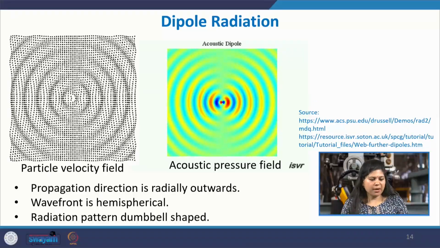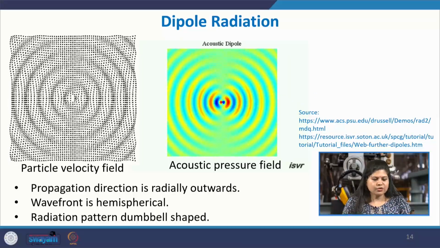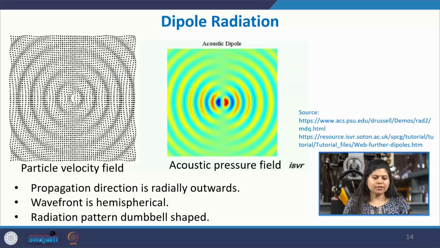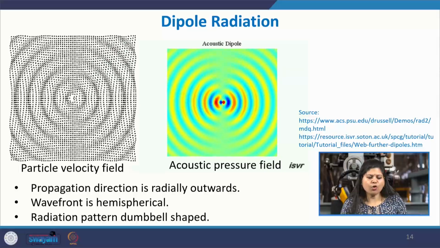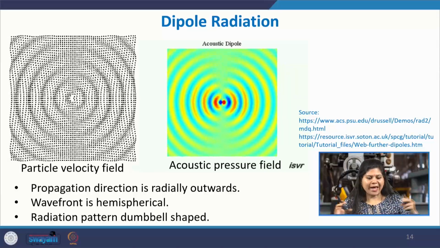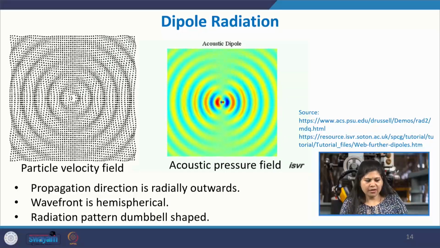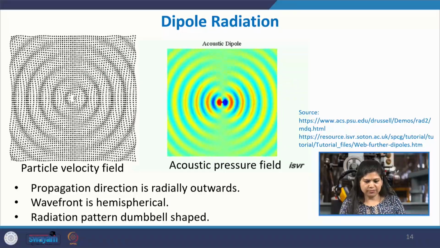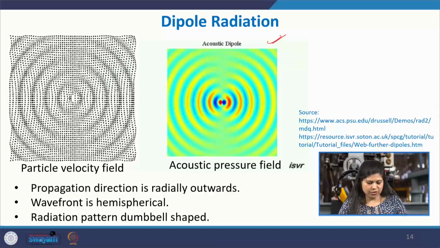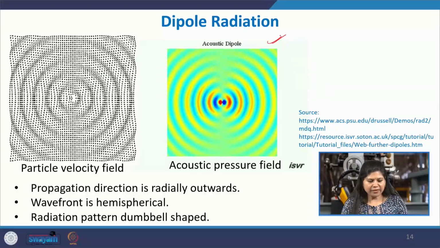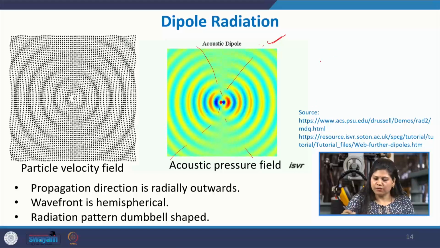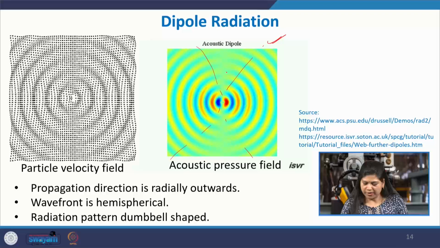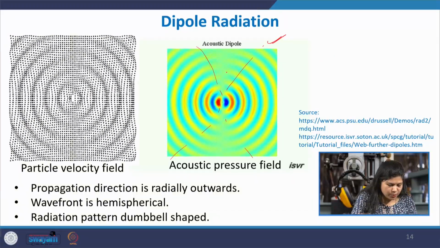Now, this shows us the particle velocity field for a dipole. In the previous case you had uniform ripples all around, spherical in nature, but here you observe two ripples antiphase to each other, hemispherical in nature. This shows us the acoustic sound pressure distribution, and the radiation pattern for this one would become dumbbell shaped like this. And there would be a region here where the sound pressure would be nullified. More on that in the subsequent slides.